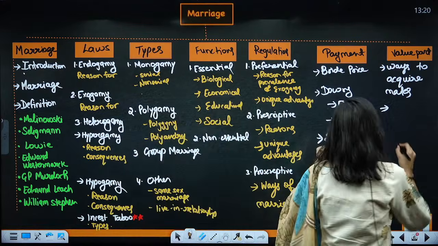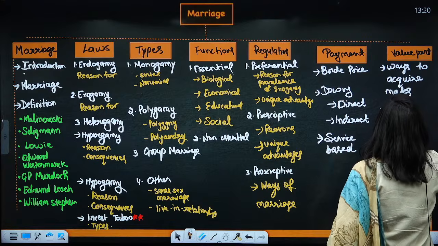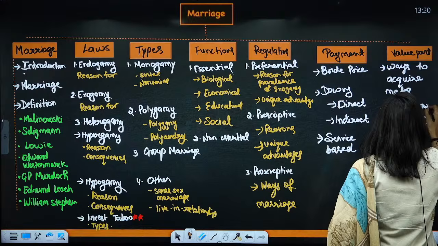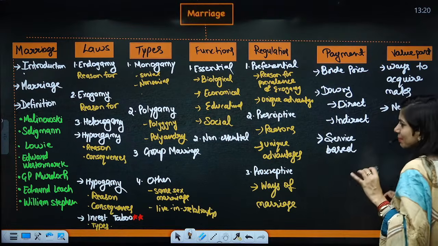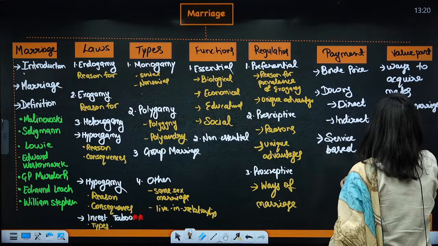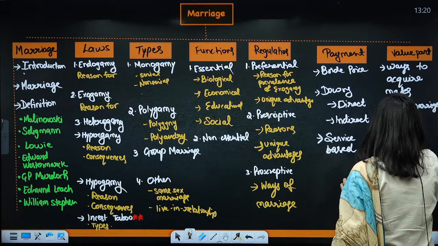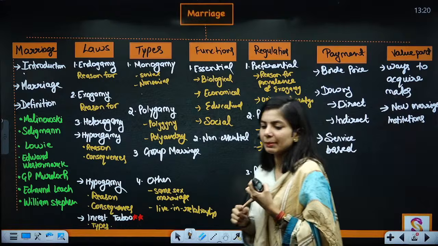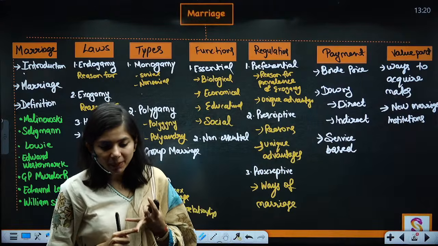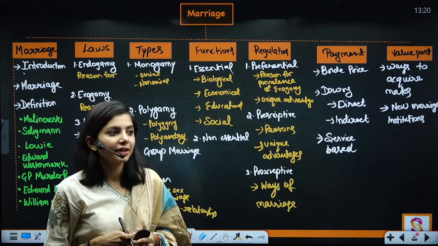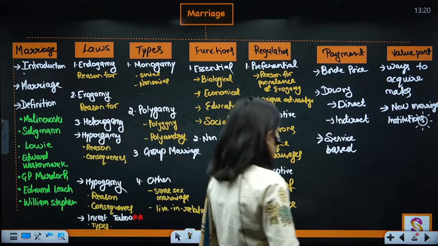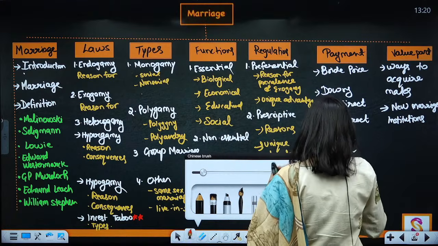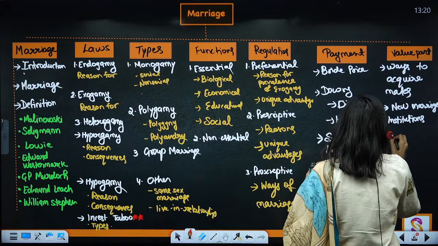So here we are going to mention new marriage institutions. See, not completely marriage but types of marriage, like cohabitation, like living apart together, like new concepts. See, I'm going to write it down in terms of examples.